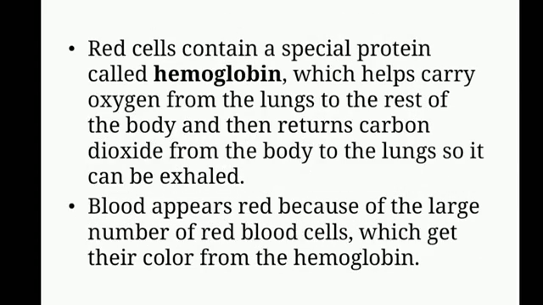Red blood cells contain a special protein termed hemoglobin, and the main function of hemoglobin is to carry oxygen and carbon dioxide across the body. Blood appears red in color because of the large number of red blood cells, which get their color from the protein hemoglobin.